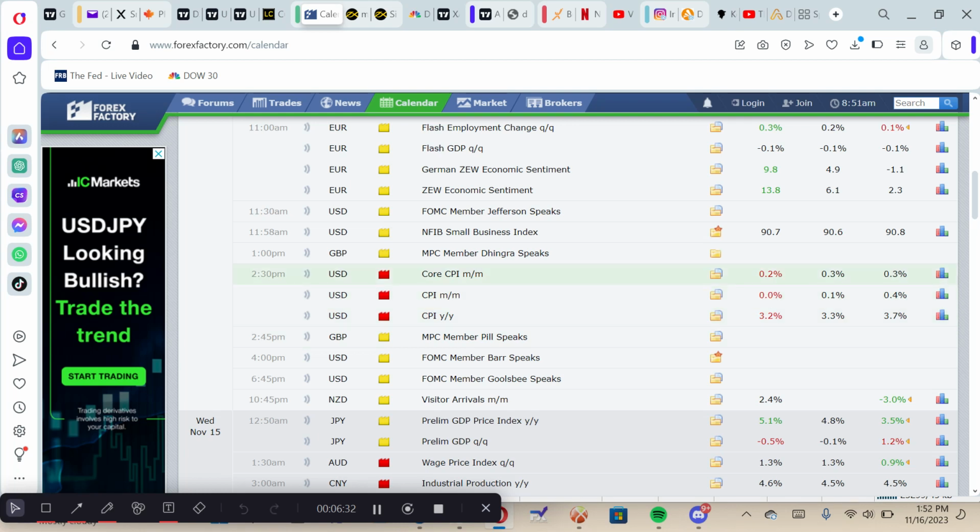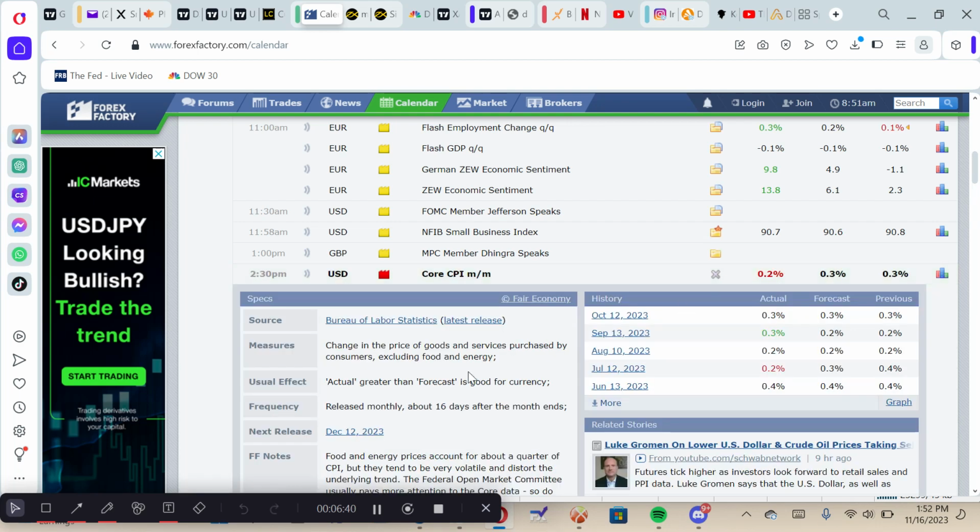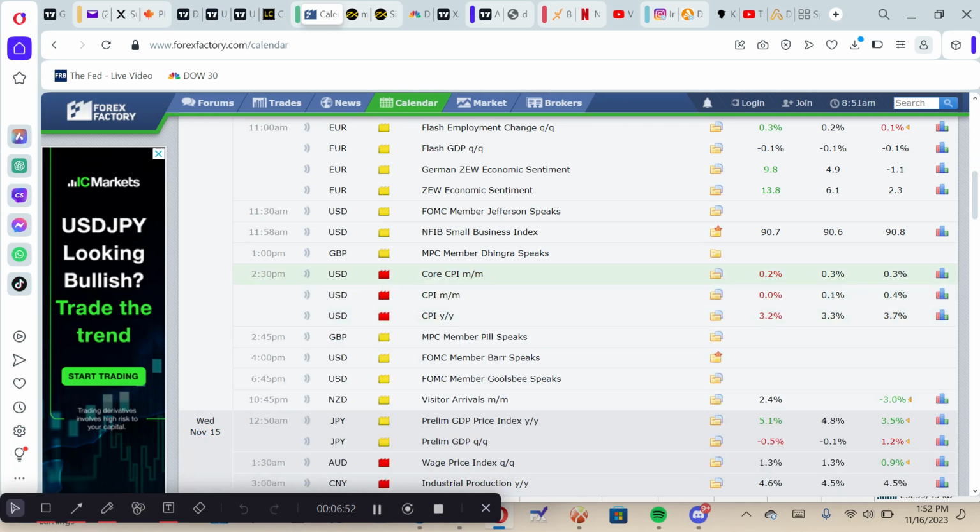So whenever you see this kind of thing, the simple way to implement it is, once you see it, just click on this place. It will bring up whether actual greater than forecast is good for the currency. Once you see bad, that means the currency will be weak. Once you see good, that means the currency will be strong. So based on the forecast, you can predict what you may likely want to get.